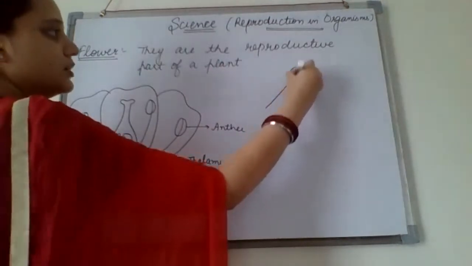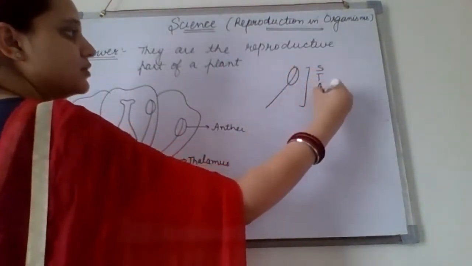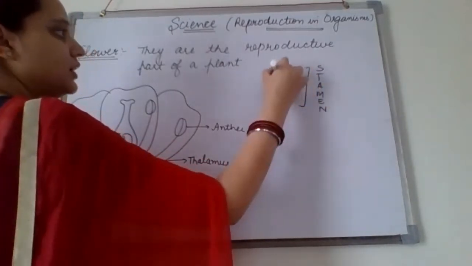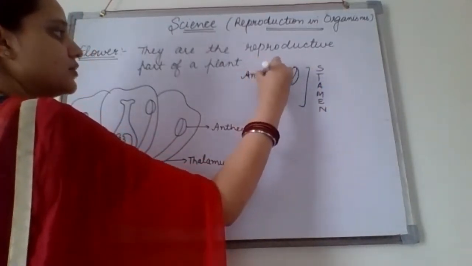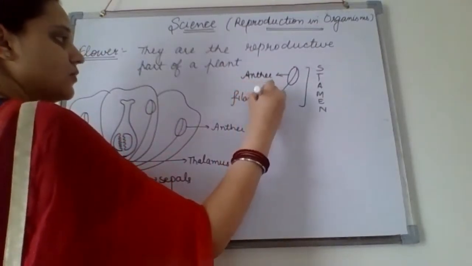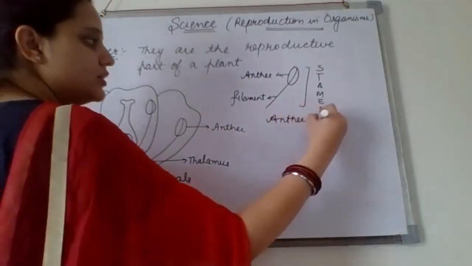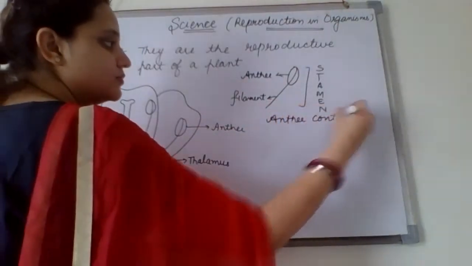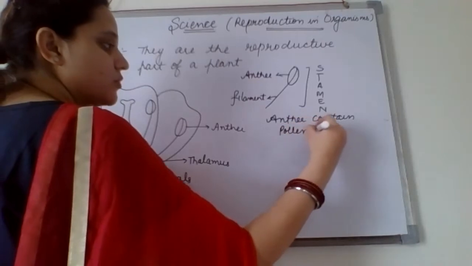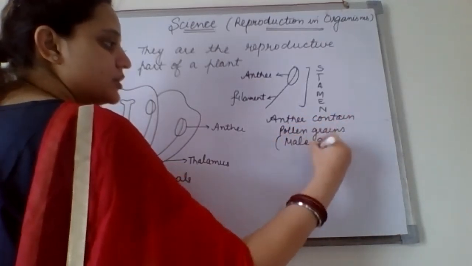So the male part, right? This we called as stamen, that contains anther, and this is filament, right? So the anther, you all know, contains pollen grains. And here the pollen grains are the male gametes.